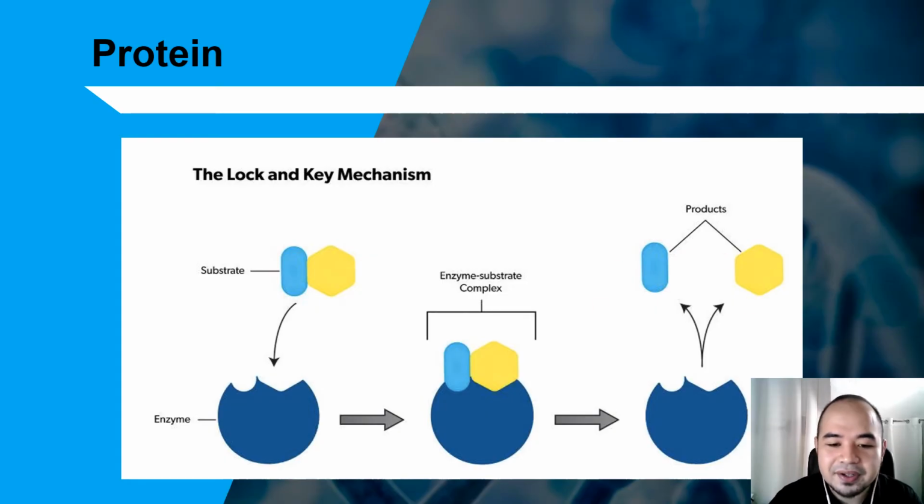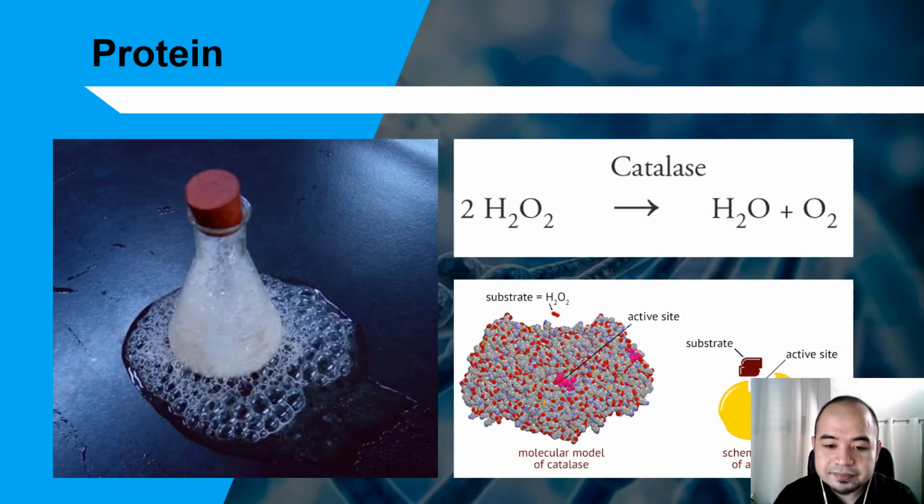What's a good example for this? We have the catalase. Ano bang ginagawa ng catalase? So this one is the catalase. The catalase is the enzyme. Okay? And then, ang ginagawa niya is, ang substrate is the hydrogen peroxide. We have the H2O2. Okay? So, kapag pumasok na yung H2O2 sa active site ng catalase, naghihiwalay siya ngayon, it becomes water and oxygen. Okay?